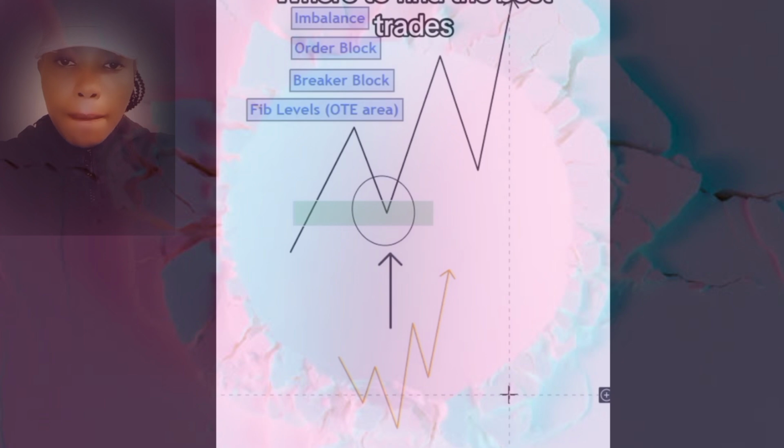A higher time frame point of interest area can be anything from an imbalance, an order block, a breaker block, or even fib levels such as your OTE area.